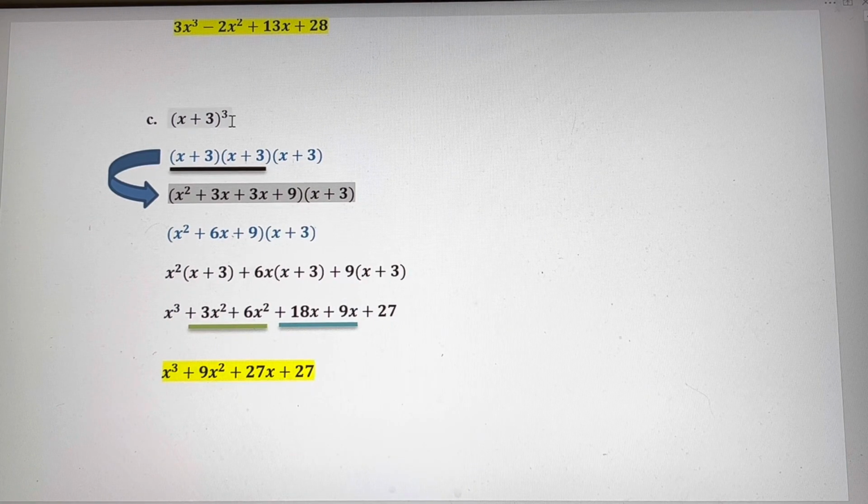So cubing a binomial is a lot like what we started with here, multiplying a bi times a tri, because when you multiply those first two binomials together, it creates that perfect square trinomial, okay? So that's how you multiply a bi times a tri, and inevitably, this is going to lead to that when we cube a binomial, all right?